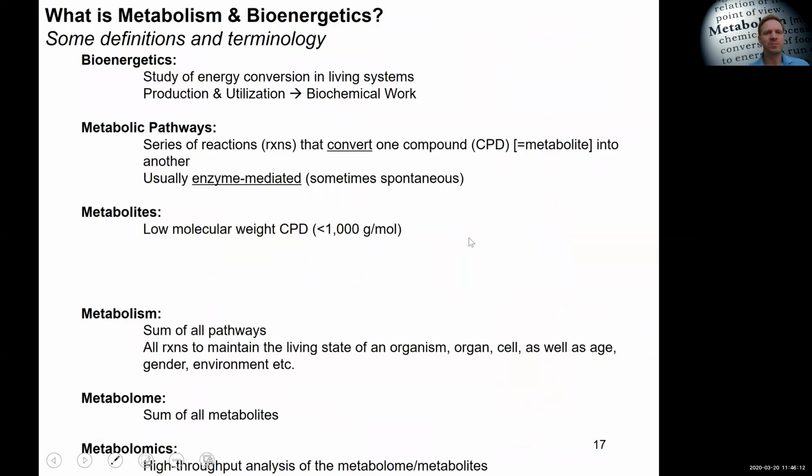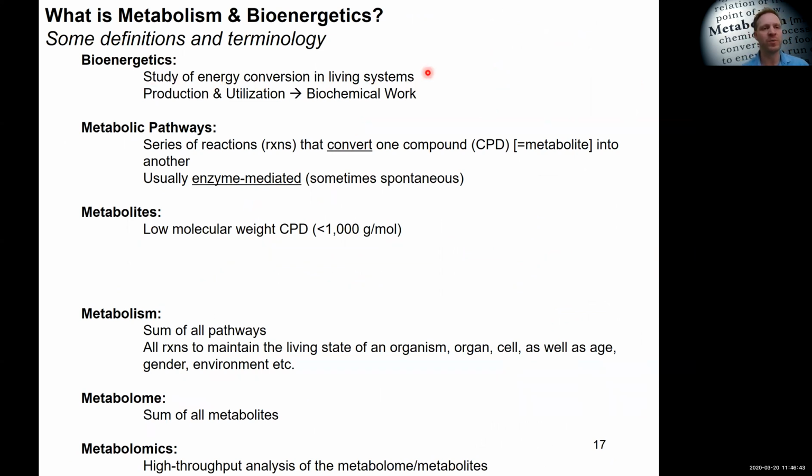So let's start with some basic terminology and definitions so that we are all on the same page about what metabolism, biochemistry, and bioenergetics really mean to us and what we will be encountering this quarter. Let's start with bioenergetics. What is bioenergetics? Loosely defined, bioenergetics is the study of energy conversion in living systems.